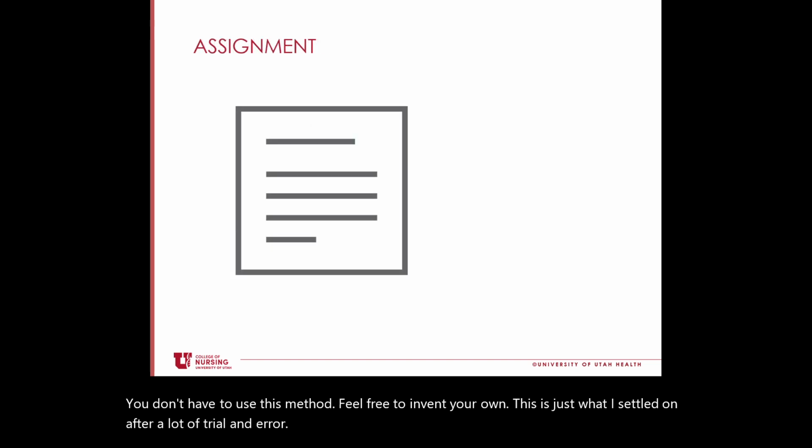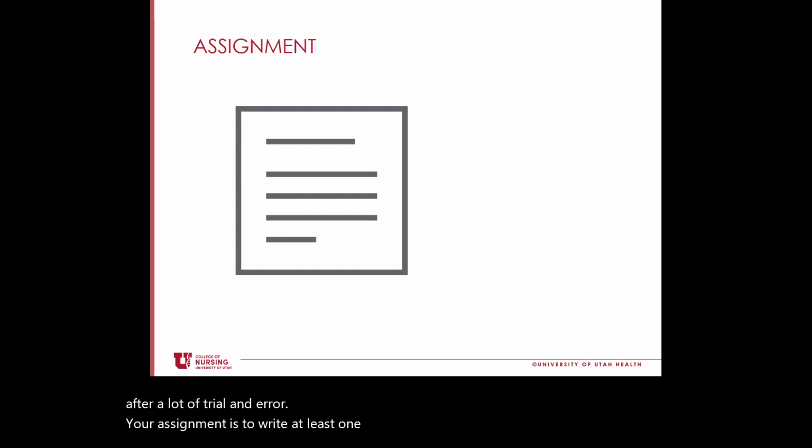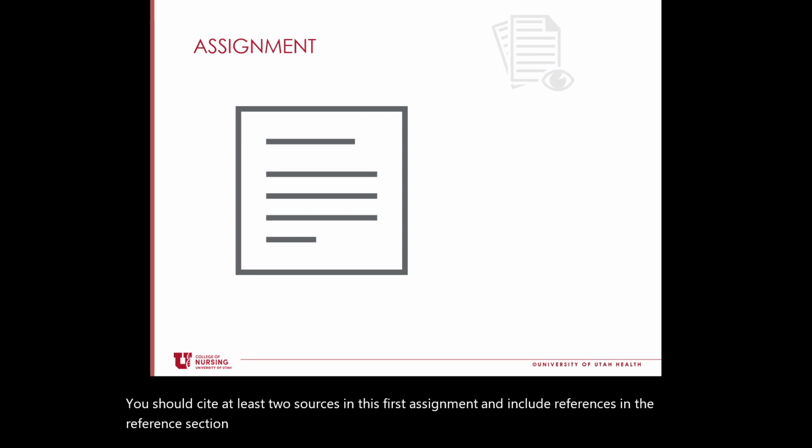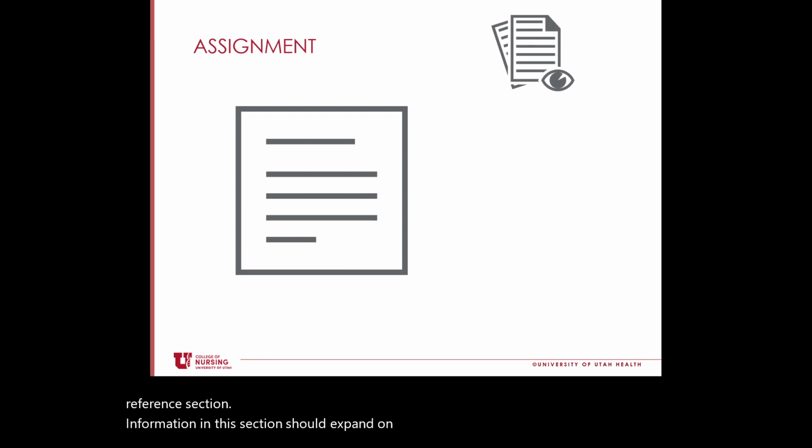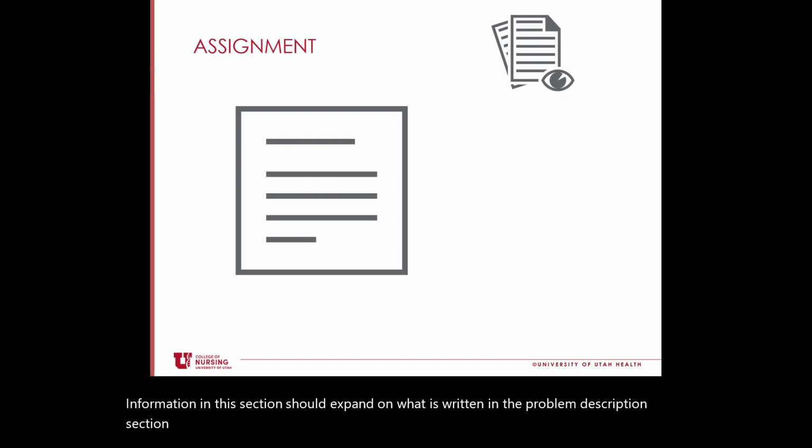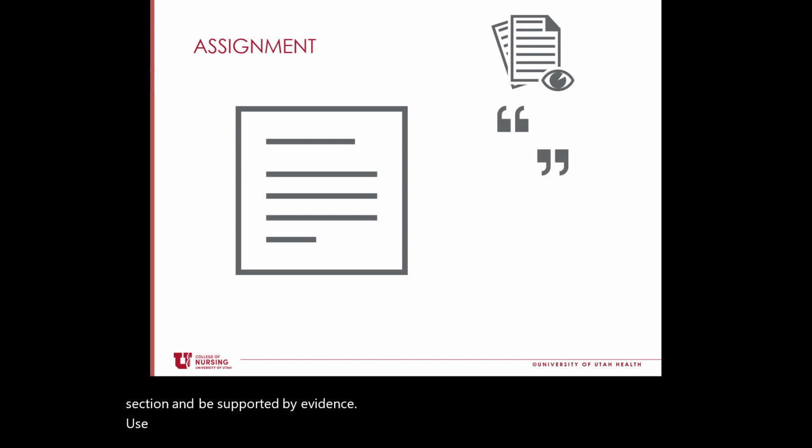Your assignment is to write at least one paragraph regarding available knowledge about your problem. You should cite at least 2 sources in this first assignment and include references in the reference section. Information in this section should expand on what is written in the problem description section and be supported by evidence. Use proper APA citations and references.